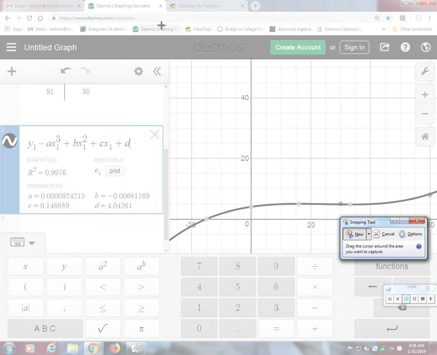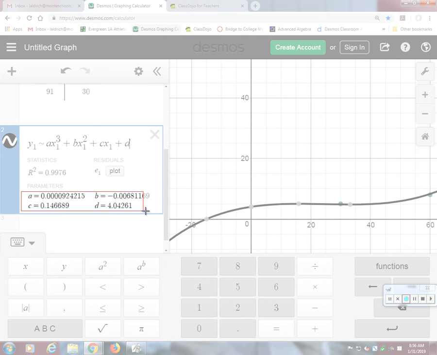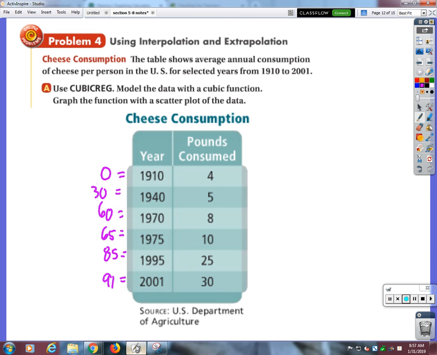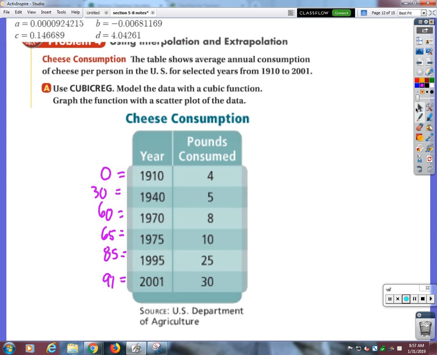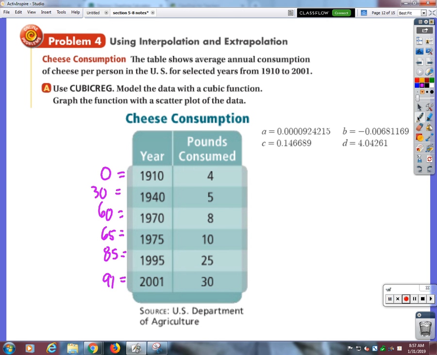So I'm going to just kind of cheat. And I guess you guys can do this because you're going to be writing it down on your paper. I'm going to put these numbers onto this screen right here. And so my equation would be y equals 0.1234092 x cubed minus 0.0068 x squared plus 0.1467x plus 4.043. Okay?